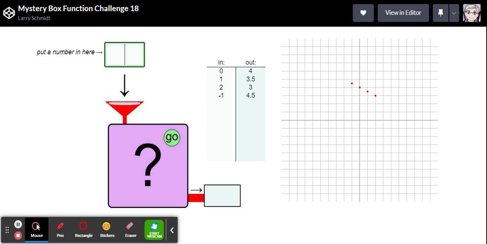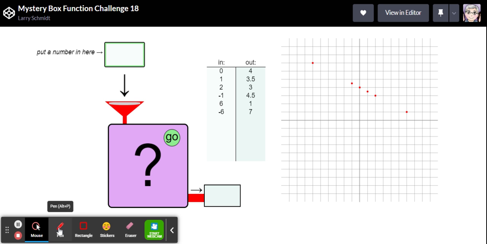Hey, 4.5. Okay. I am already pretty confident that this is a line. Let's just put in a couple of numbers further out on the graph. I'm going to put in a 6. Yeah, it still looks like it's in line. Let's do a -6. Also still in line. Okay, so I'm confident this is a line.